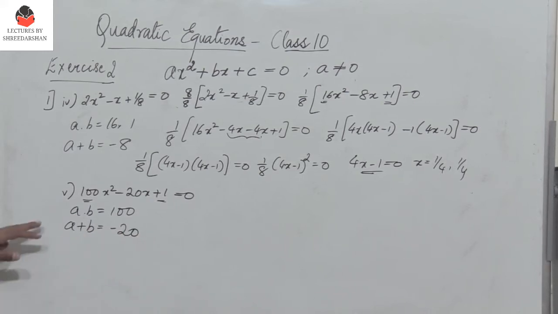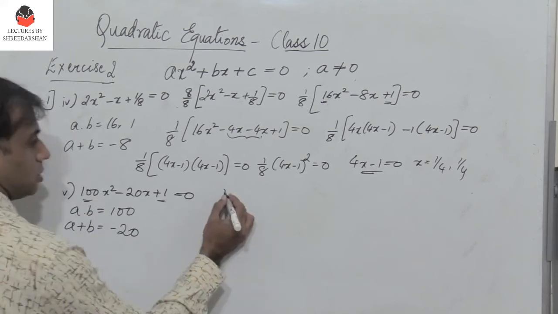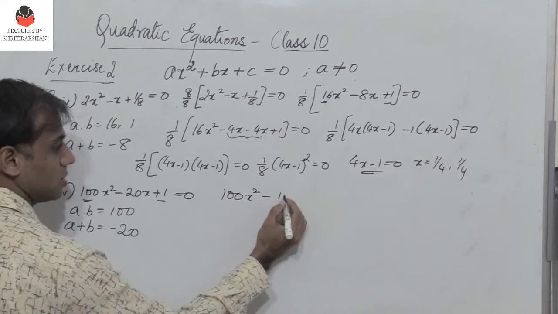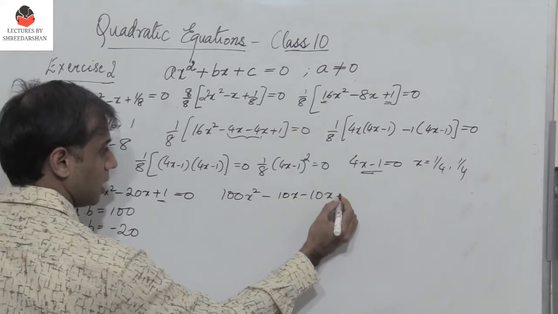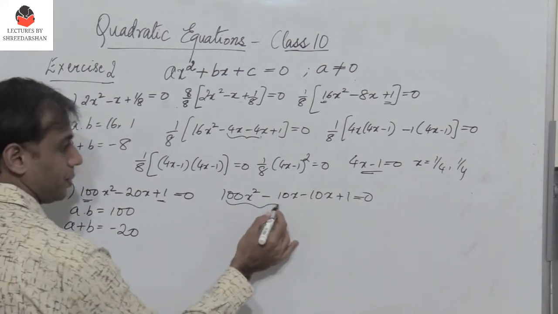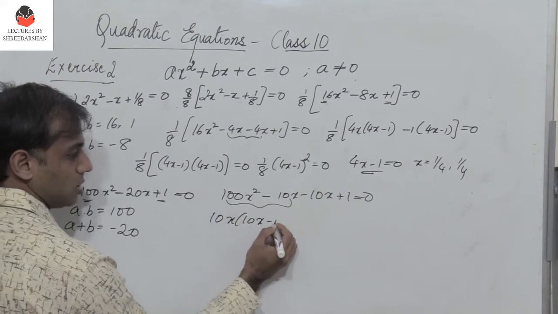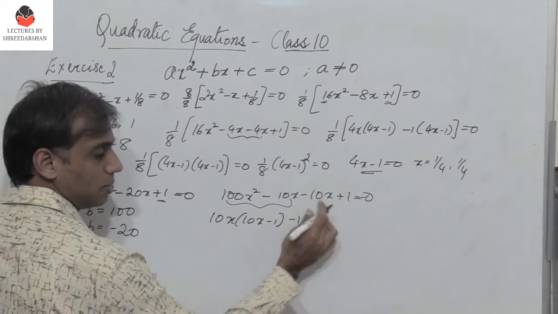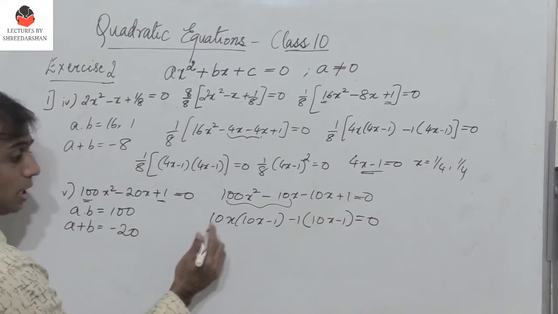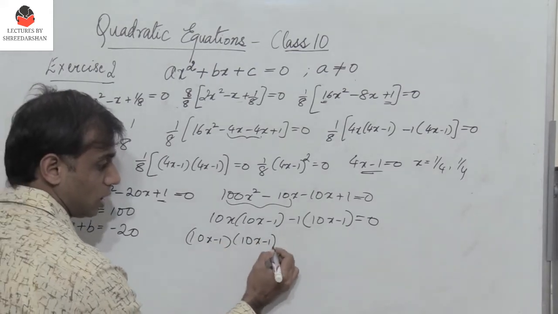So very easy, we know that 10 into 10 is 100 and minus 10 is minus 20. So therefore 100x square minus 20x can be written as minus 10x minus 10x plus 1 equal to 0. Now from these two, let me take 10x common, so I have 10x minus 1. Minus 1 common from these two, again I get 10x minus 1 equal to 0. So again we get (10x minus 1) into (10x minus 1) equal to 0.